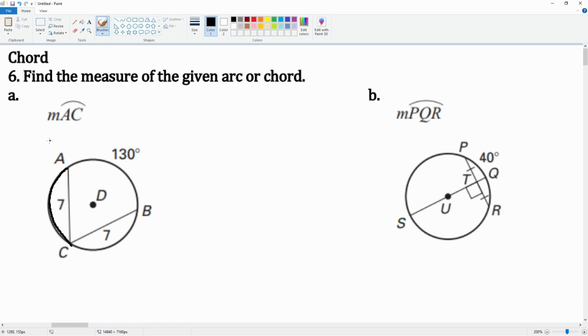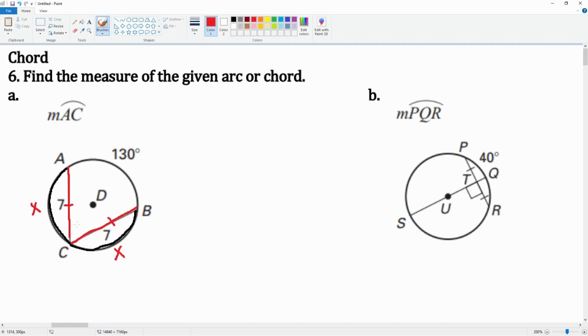We can't just do a simple arc addition postulate by adding arcs because we only have one arc, which is arc AB, which is 130. But we do know that this chord here has a value of 7, and this chord here has a value of 7. Since these chords are congruent, these arcs are also going to be congruent. So we realize this can be the unknown x. This can also be the unknown x. But these two have to be the same because the chords are the same.